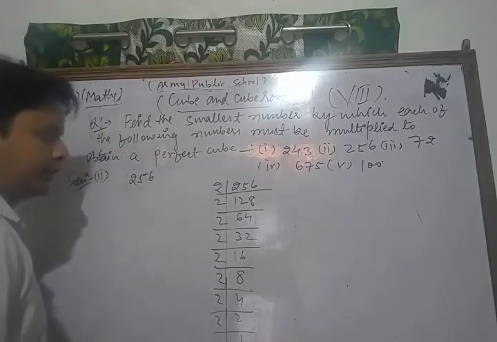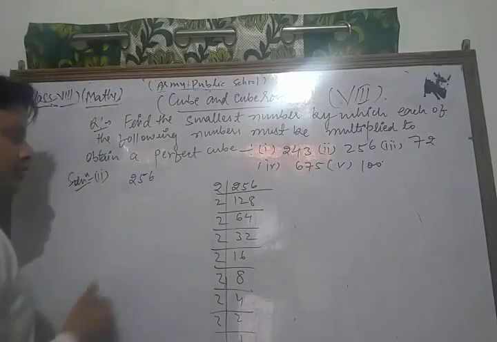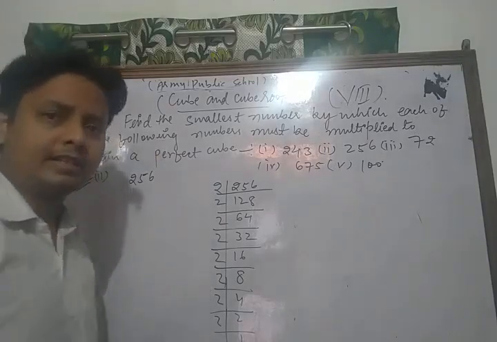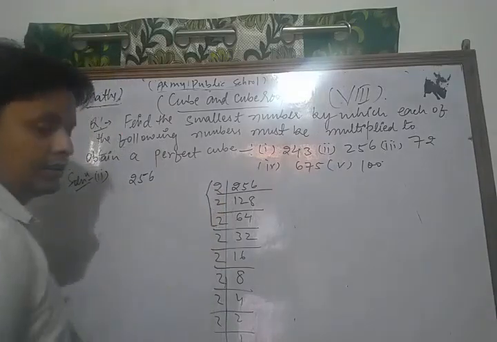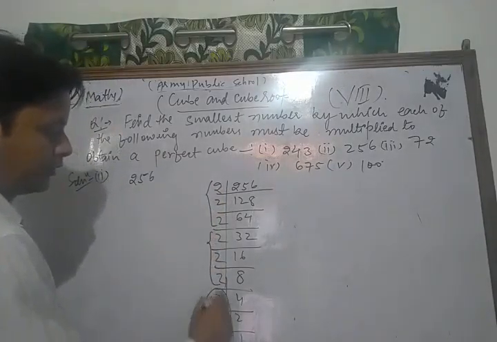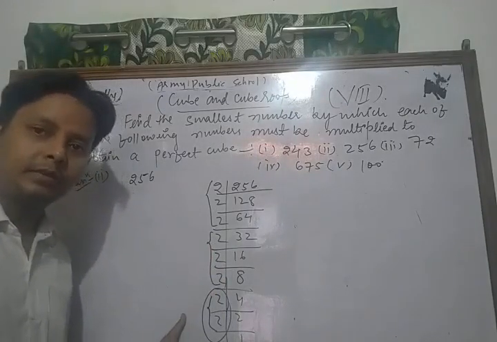So now we observe whether the factors are grouped in triplets of equal factors or not. Let's see here. This is a triplet of 2, this is a triplet of 2. So this is not a triplet of 2. So one 2 is required for the resulting number to be a perfect cube.